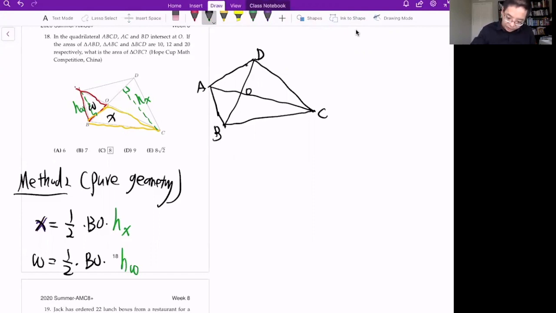Okay, if I take the ratio of these two, then I get, these two cancel each other.